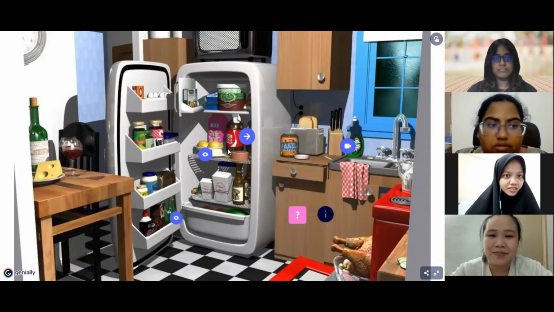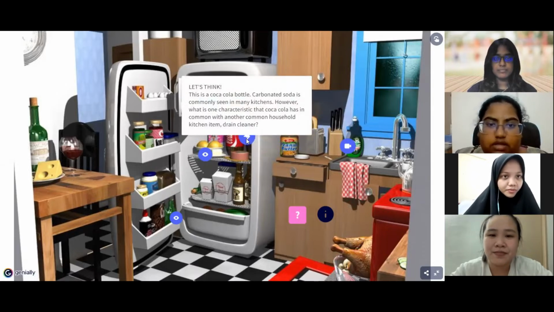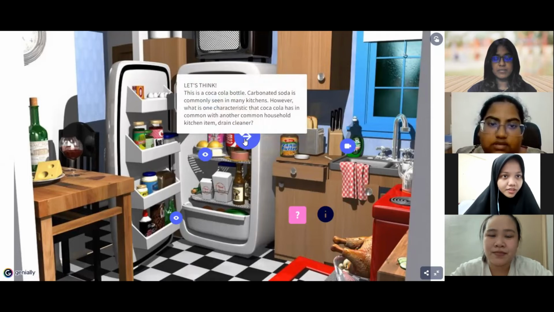This is a Coca-Cola bottle. Carbonated soda is commonly seen in many kitchens. However, what is one characteristic that Coca-Cola has in common with another common household kitchen item, drain cleaner? Does anybody know what this might be? We don't know, teacher. Okay, it's okay. Coca-Cola. Very good. It's not good for you anyway.